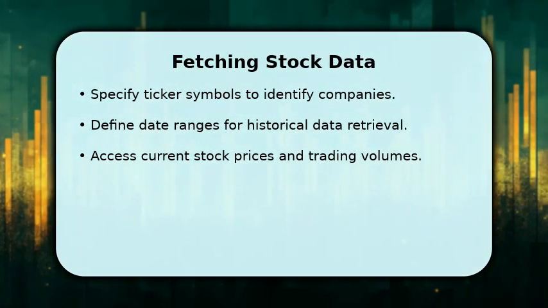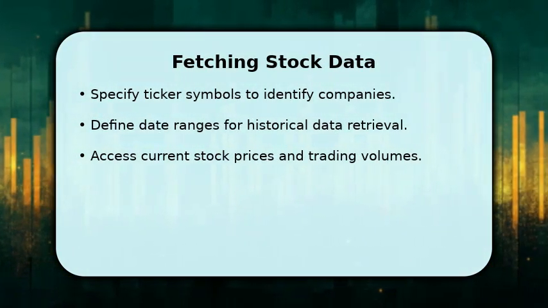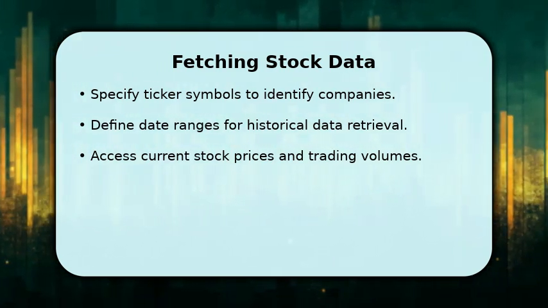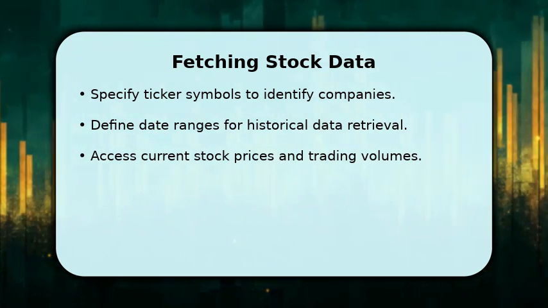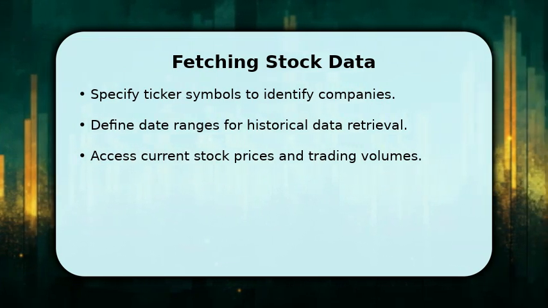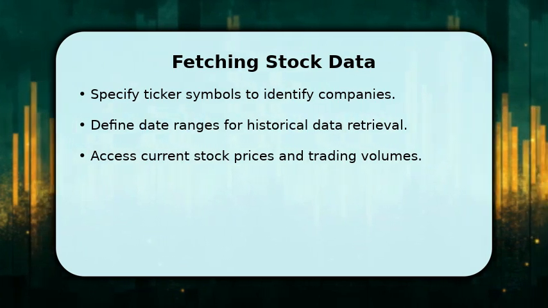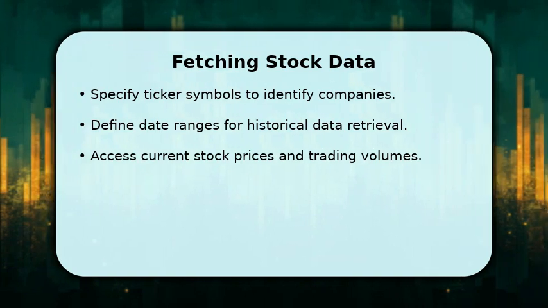Once set up, fetching data is straightforward. You'll typically use a ticker symbol, like AAPL for Apple, to specify the company. Then, you can define a date range to get historical prices, perhaps for the last 6 months or even several years. The API also provides current trading information, including the latest price and daily volume, giving you up-to-date market insights.